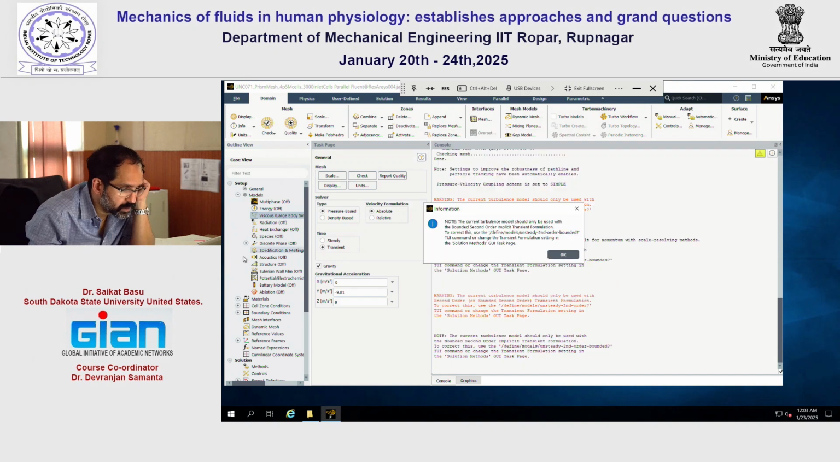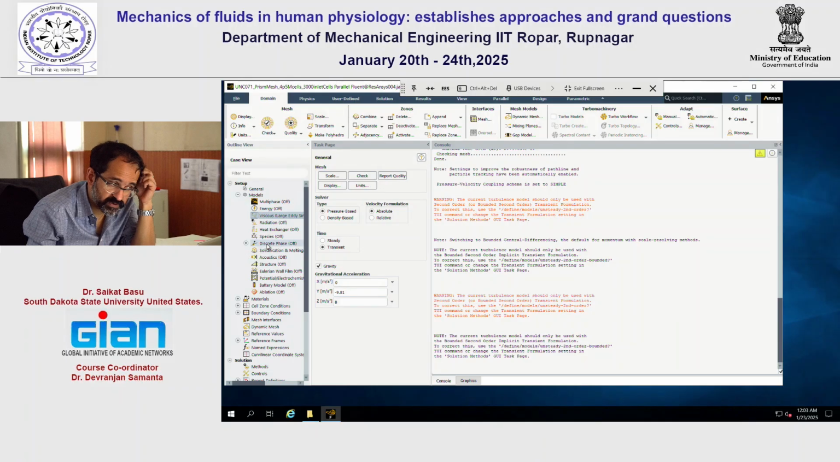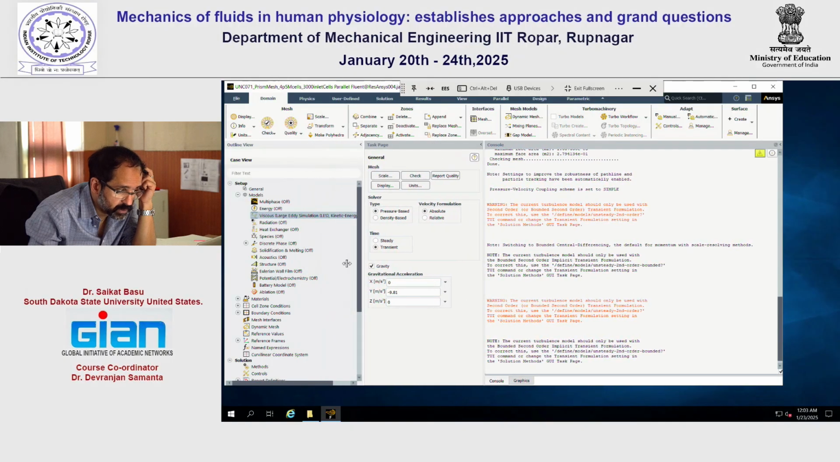Okay. Now, the discrete phase option over here, we have to set it up accordingly when we do the particle tracking. We are not doing the particle tracking yet, so we don't have to worry about it. Let me see if I can make it bigger. So the discrete phase is for particle tracking. Let's not change anything over there. Let's come directly to the materials.